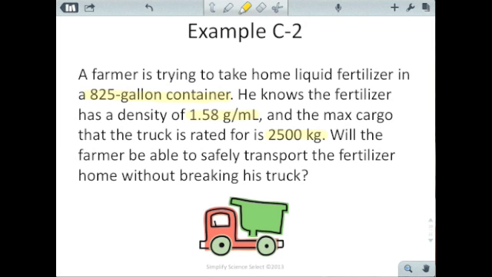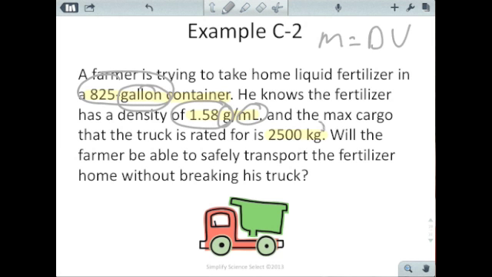Main thing here you have to understand to be able to work this one out, the mass cannot exceed 2,500 kilograms. So what you're trying to do is use these two numbers, the 825-gallon container and 1.58 grams per milliliter, your density, and you're trying to find your mass. Remember that mass is going to equal our density times our volume. Main thing to pay attention to on this problem, this is gallons, this is milliliters, this is grams, this is kilograms. The answer you should get should be no. You should be able to tell me the number.